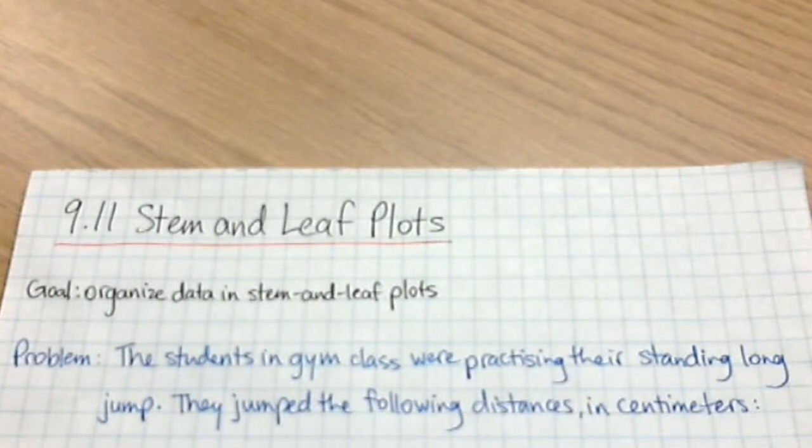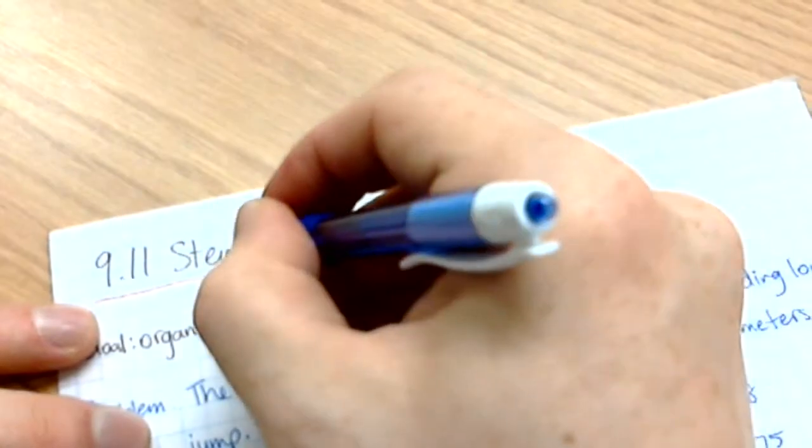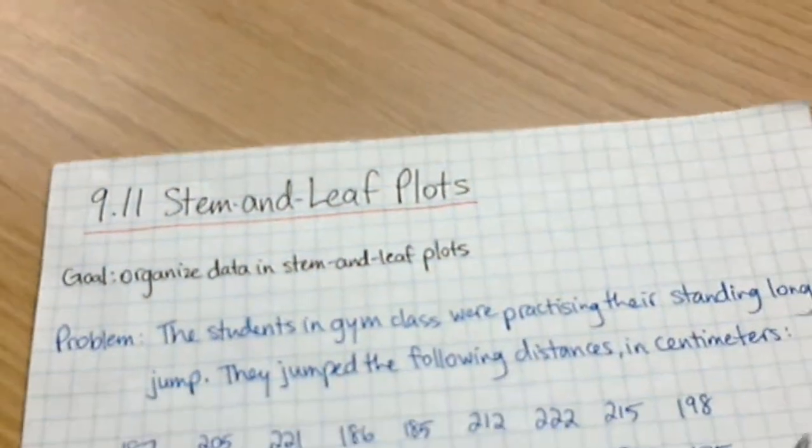Hey grade 7, welcome to another edition of Mr. B Teaches Math. And today what we're going to be looking at is something called stem and leaf plots, which are another way to organize and display data.